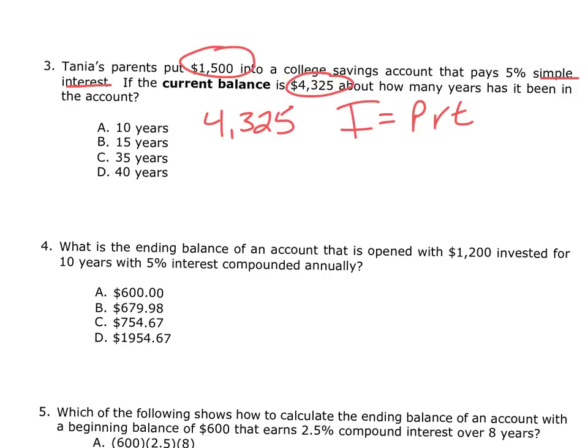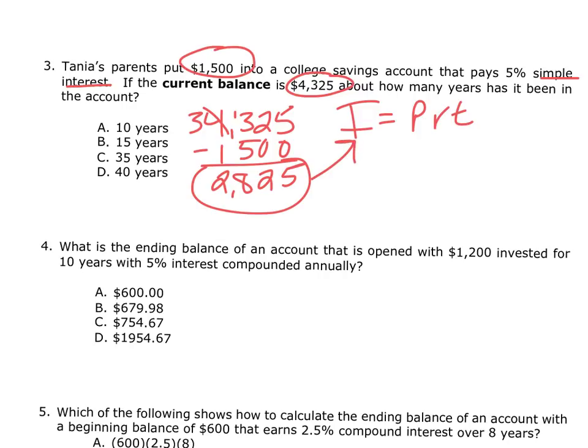That's how much I have now. That's what I started with. So I need to subtract to figure out how much extra money I earned. Okay, so looks like 2,825. Okay, that is I. And I know that P is 1,500. This is my R, and I'm trying to figure out T. So you have a couple options. You could do 1,500 times 5% times 10 years and see if you get 2,825. I'm going to solve it algebraically because that's what I do.